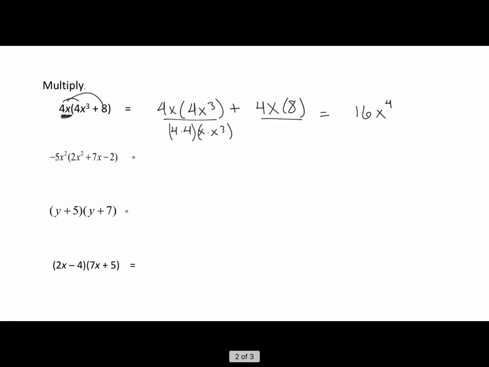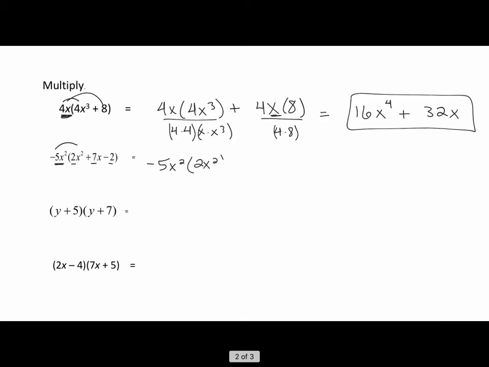In the second term, we're going to multiply the numerical factors. 4 times 8 is 32. And then times the variable factor x to get our product. Our second example, we're multiplying a monomial by a trinomial. So we will start by multiplying negative 5x squared by the first term of the trinomial, 2x squared. Then another term, multiply negative 5x squared by the second term, 7x. And then a last term, we're multiplying negative 5x squared by negative 2.